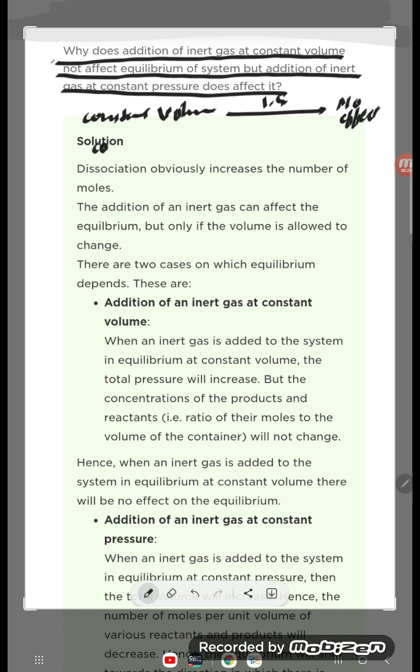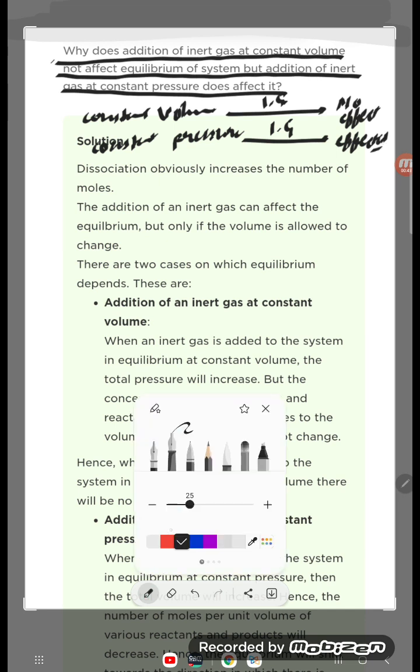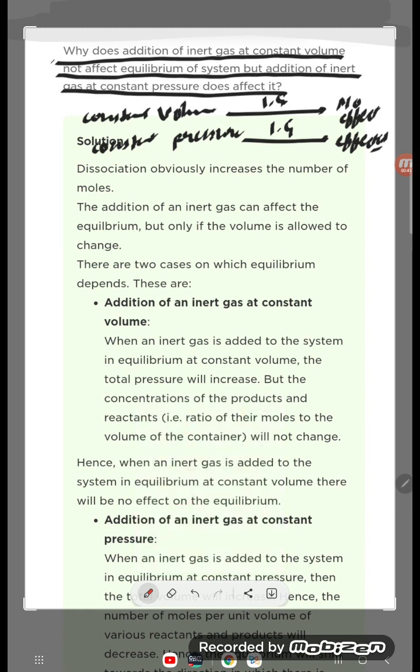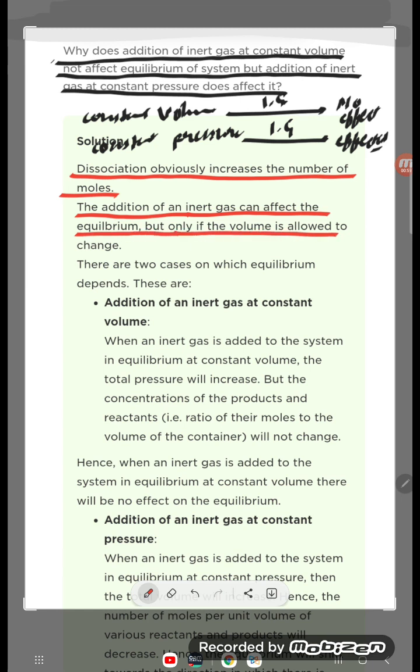But if you are talking about constant pressure, the inert gas does have an effect. It gets changed, student, affected. They are asking the reason, dear student. What can be the reason, friend? Dissociation obviously increases the number of moles. The addition of gas can affect the equilibrium, but only if the volume is allowed to change.